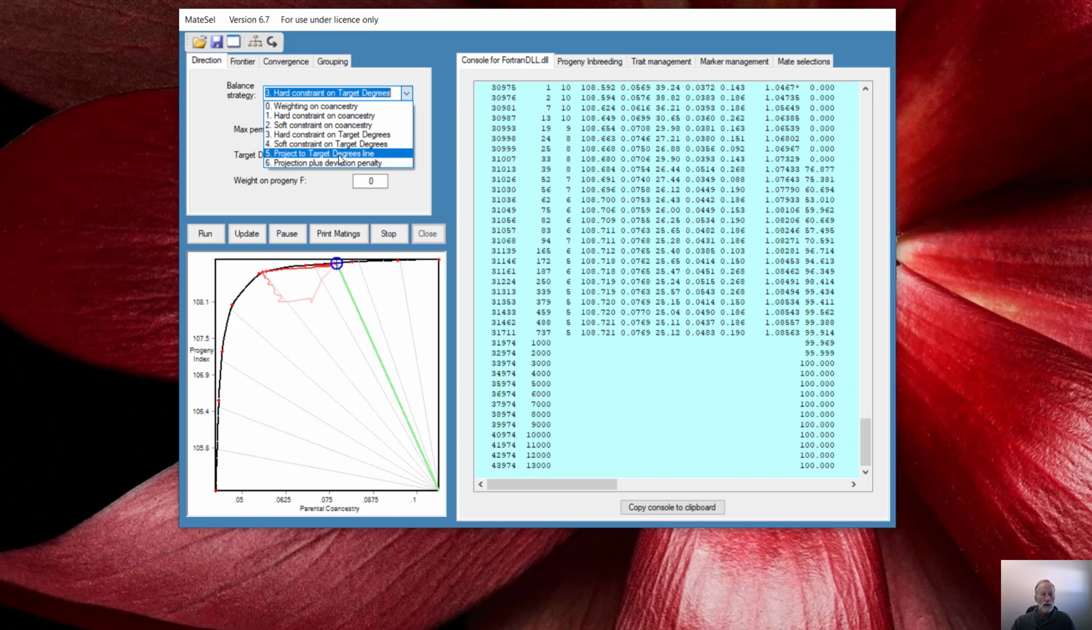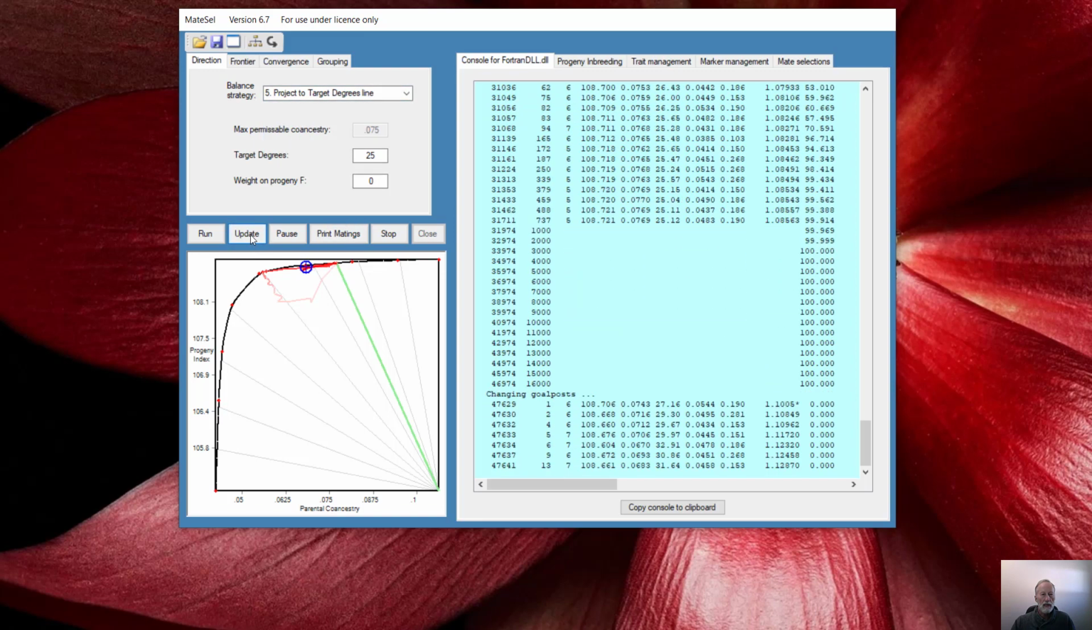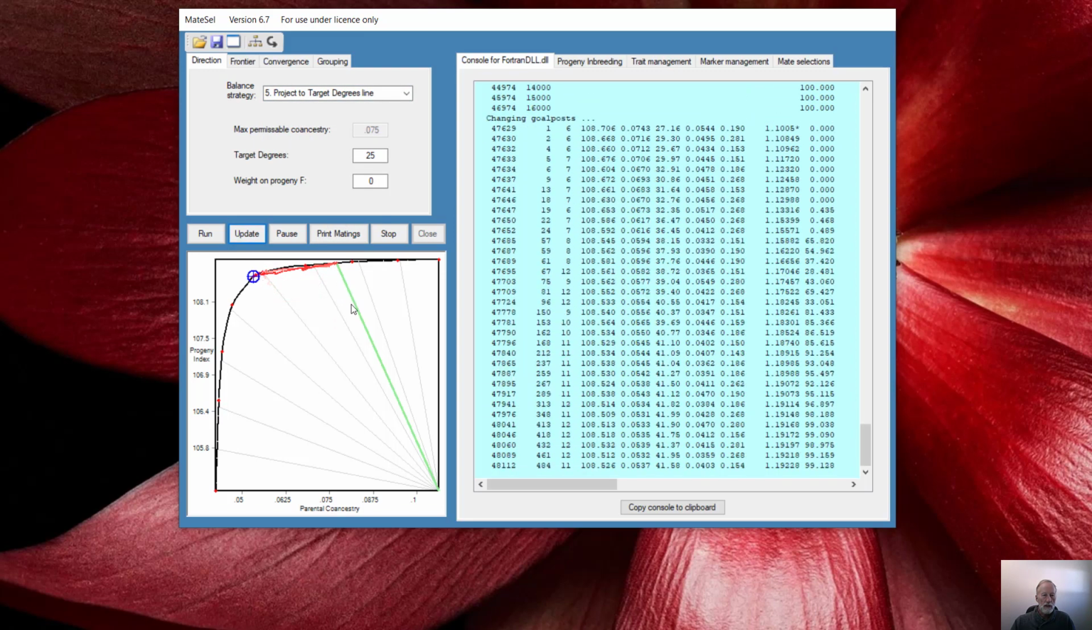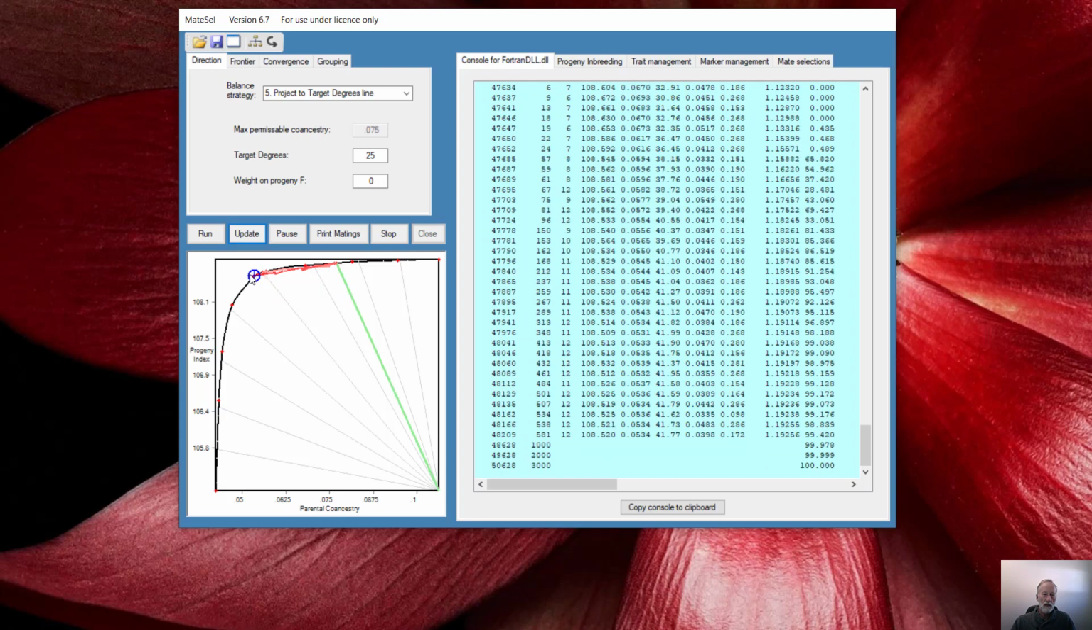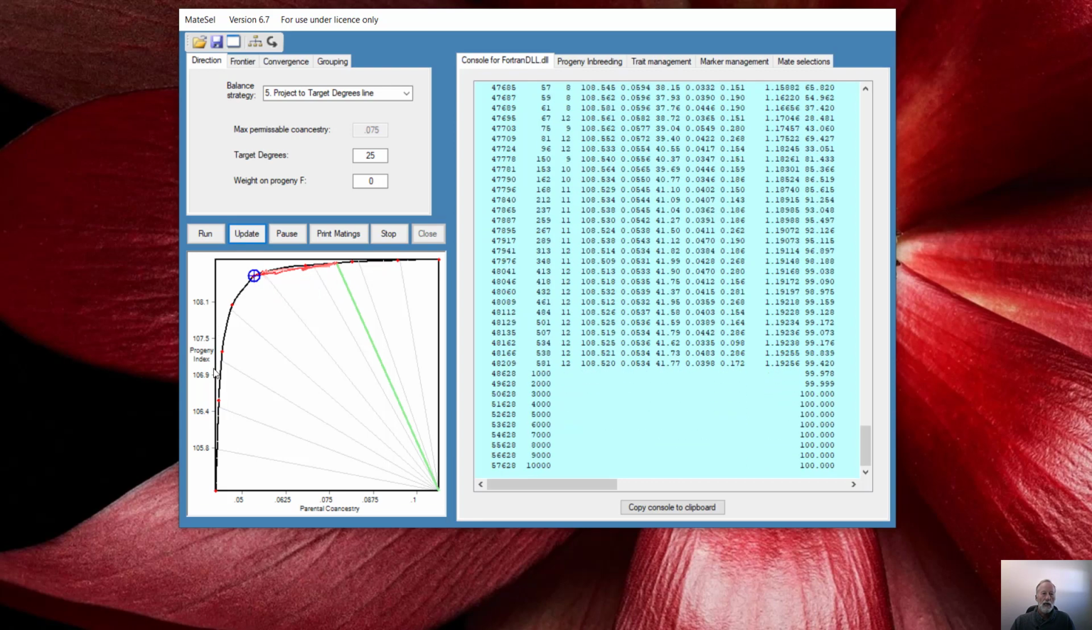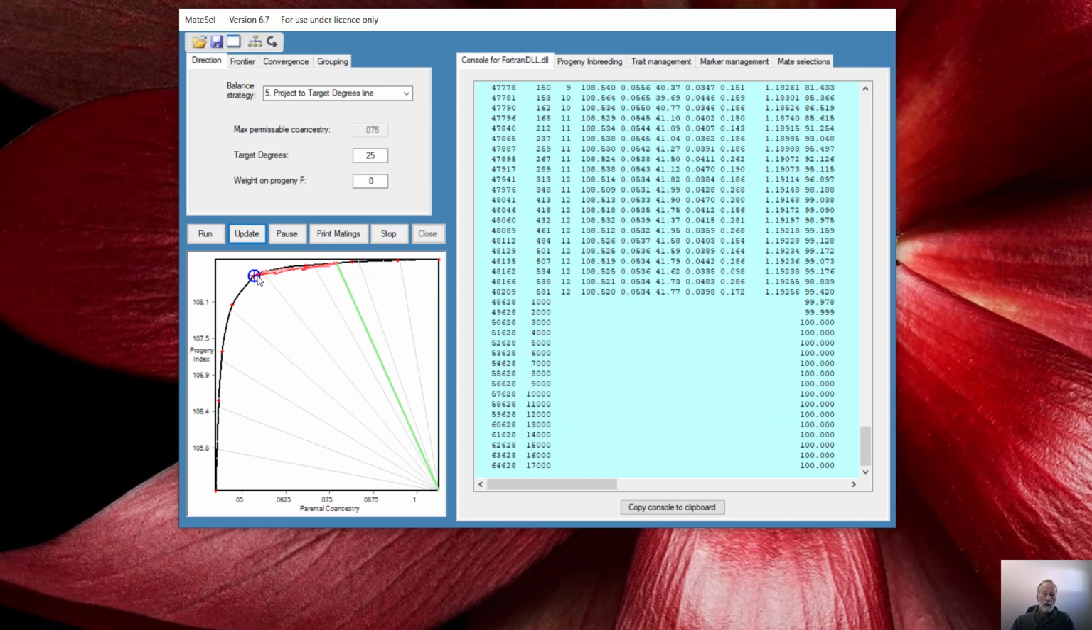And the meaning of that you'll see in just a moment. So if I update, without changing this green line, I've moved over here. Now, why do we get a shape of frontier like this? I'll tell you in a moment. And how does Matesel manage to shove us over here to a sensible place? I'll tell you that in a moment.